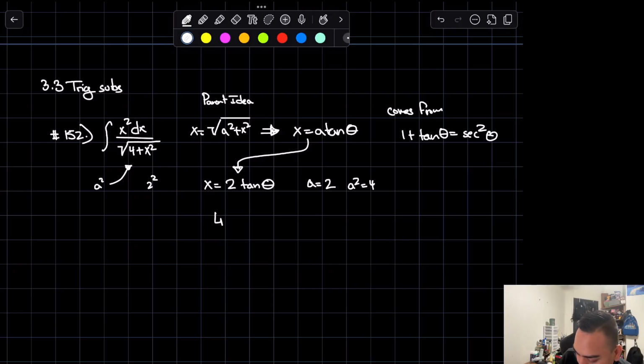So what we do is we sub into x. So the first thing we want to do is focus on this square root right here. This right here. Okay?